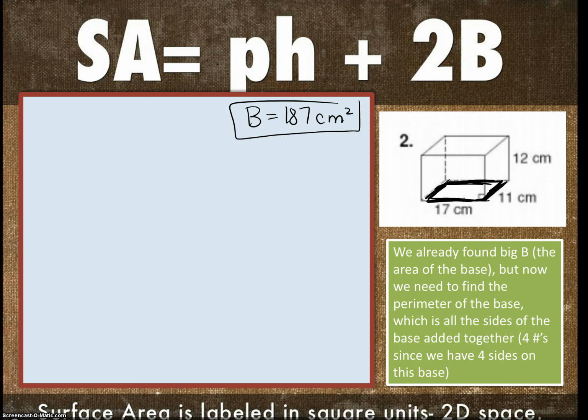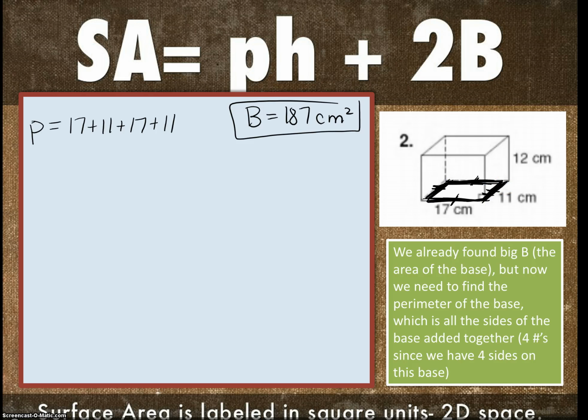We're not going to use circumference for this because that wouldn't make sense, because it's not a circle. To find the perimeter around a rectangle, you just add up all the sides. So for my perimeter, I have 4 sides, so I'm going to add up 4 numbers. I have 17 and 11, another 17 because it's a parallelogram. Opposite sides are parallel and congruent. So I have 17 plus 11 plus 17 plus 11.